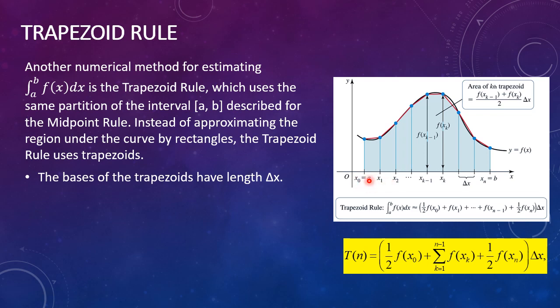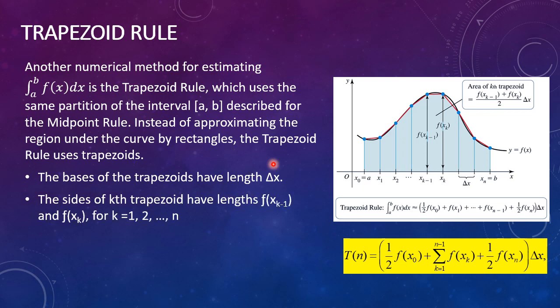And we'd find the width of each of these by doing delta x equals b minus a over n, just like we did before. The sides of the kth trapezoid have lengths f of x sub k minus 1 and f of x sub k. Okay? So for this first trapezoid, the lengths would be f of x sub 0 and f of x sub 1.